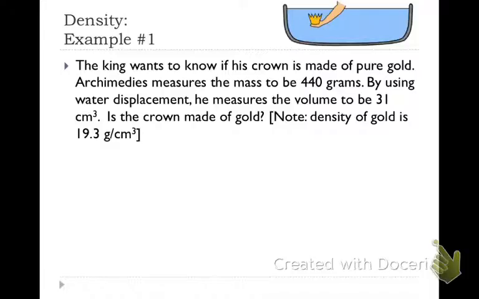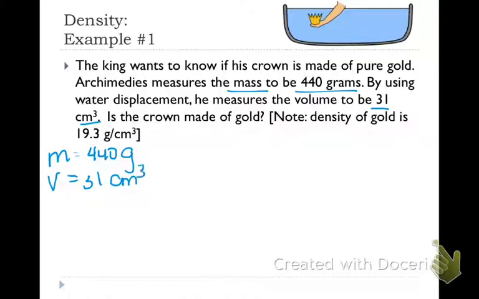So here's our example. The king wants to know if his crown is made of pure gold. Archimedes measures the mass to be 440 grams. So as soon as I see word problems, I need to start writing stuff down. So I know the mass is 440 grams, so M is equal to 440 grams. By using water displacement, he measures the volume to be 31 centimeters cubed. So the volume is 31 centimeters cubed. Is the crown made of gold? And so we know the density of gold's value is 19.3 grams per centimeter cubed.